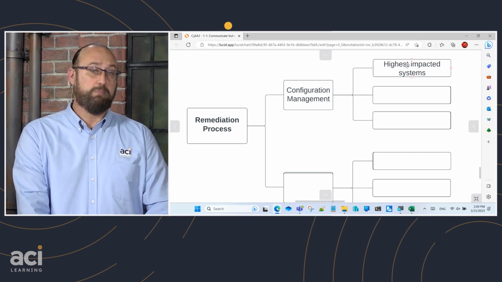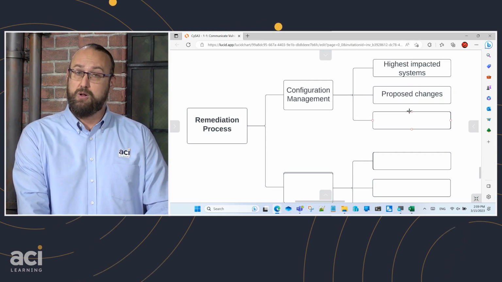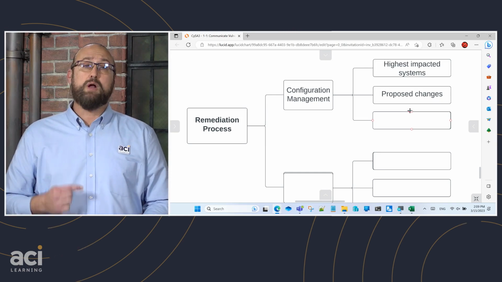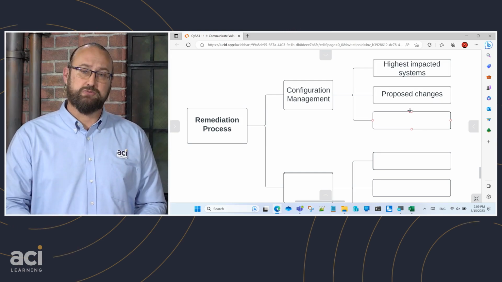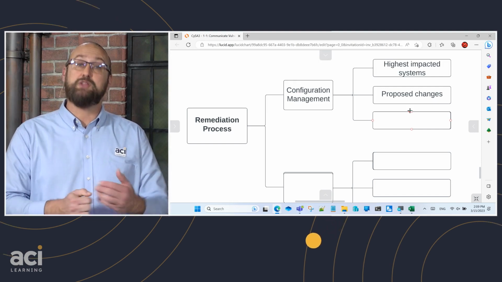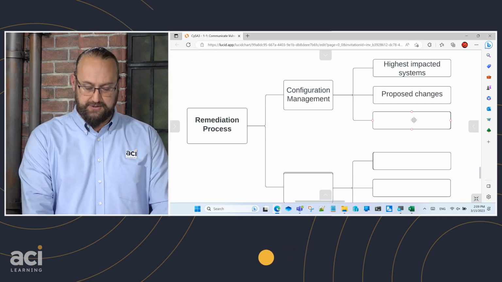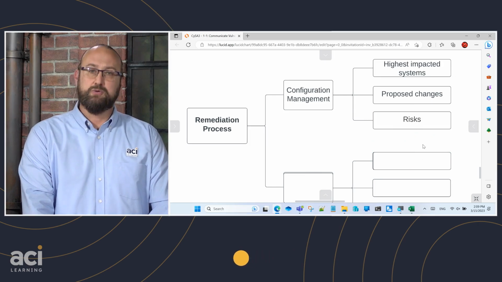What are the systems that were most highly impacted by whatever vulnerabilities we have found? What are the proposed changes? What do we want to maybe safeguard? What are the controls that we're going to put into place to mitigate whatever this vulnerability is? And then finally, what are the risks associated?